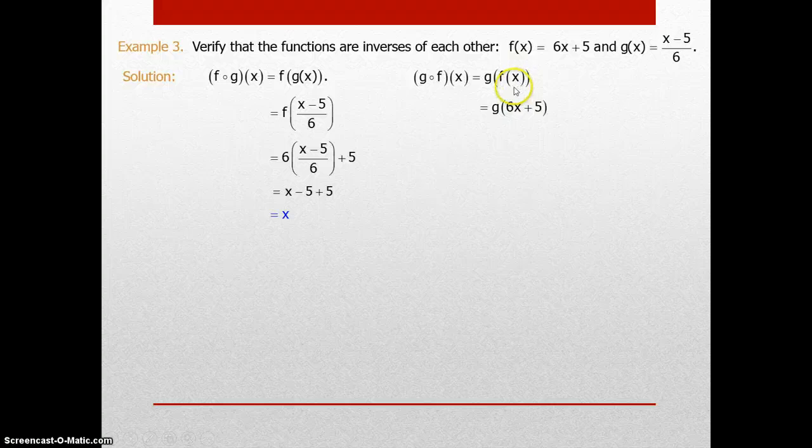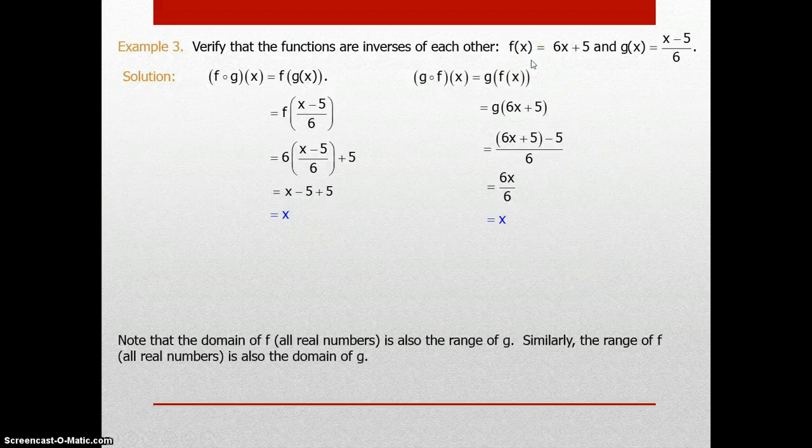Remember, inner parentheses, then my outer. Using my g function, wherever I see x, I'll replace it with 6x plus 5. I will get something that looks like that: 6x plus 5 in parentheses, minus 5, over 6. I'm using my g of x function. The 5s cancel off. I'm left with 6x over 6. And then 6 divided by 6 is 1, which is the same as x. So now that I know these two are equal to each other, then f of x and g of x are inverses of each other.